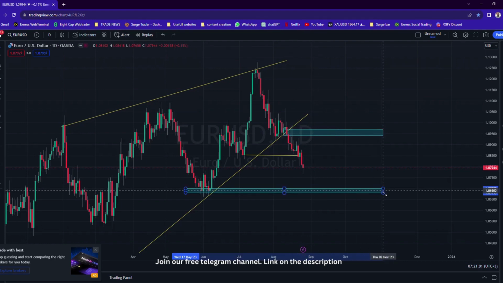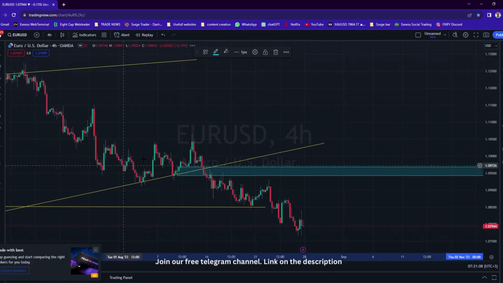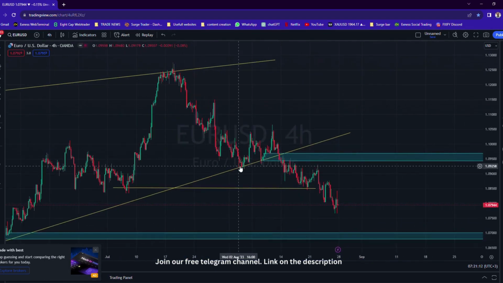This was the break of the trend line, and this is the support that is anticipated for the price to reach. Now these two supports, if we try and fall back to the 4 hour, we can see how the market looks like in details. This zone was broken right here.